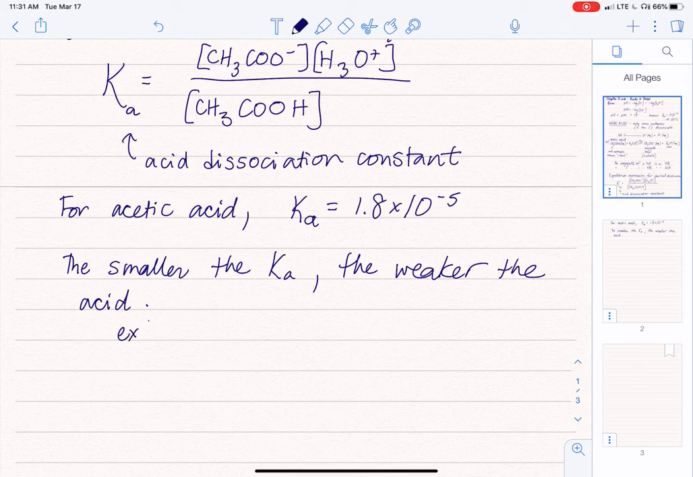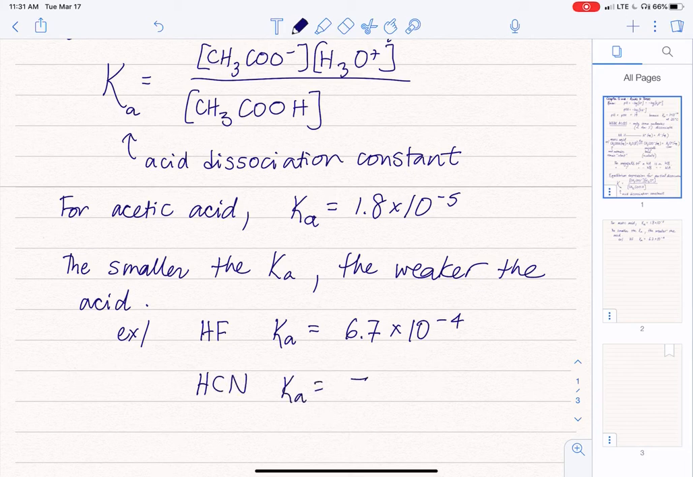So let me give you an example. We talked a little bit about hydrofluoric acid last week, and you guys were telling me that you thought hydrofluoric acid was a strong acid, and I said, no, it's actually weak. But I said it's one of the stronger weak acids. It has a Ka value of 6.7 times 10 to the minus 4. So you can still see that Ka is significantly less than 1, so that makes hydrofluoric acid one of the weak acids. HCN has a Ka of 7.2 times 10 to the minus 10.